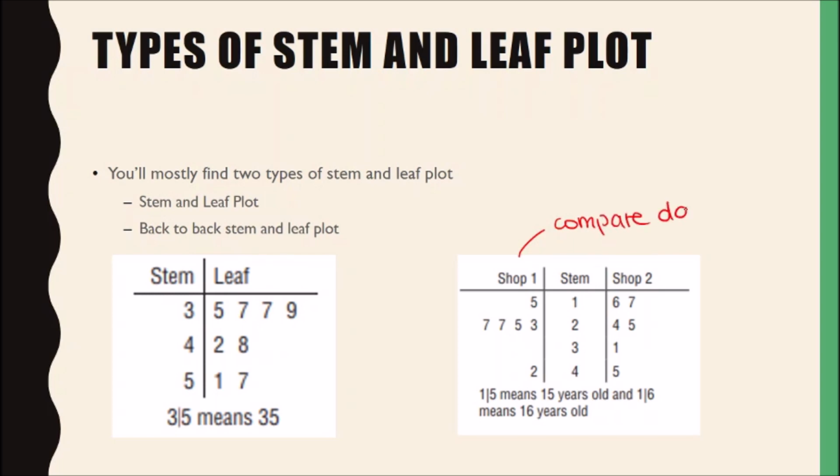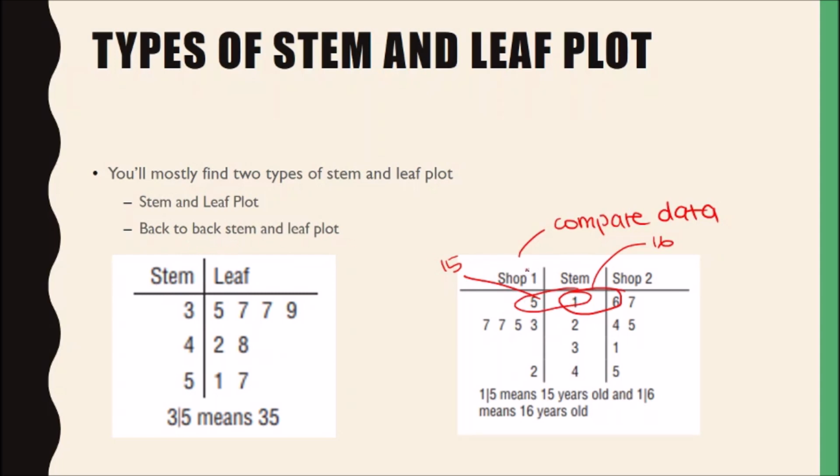In this example, which is actually from your textbook, you can see that 1 line 5 means 15. So this bit here is actually 15, it's not 51. And this bit here is 16. It just means that one of the sides, not the stems, the leaves, can be read backwards. That's why it's called a back-to-back stem and leaf plot.